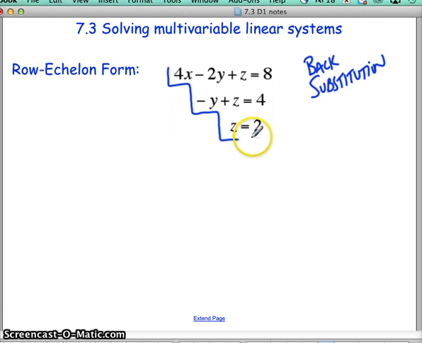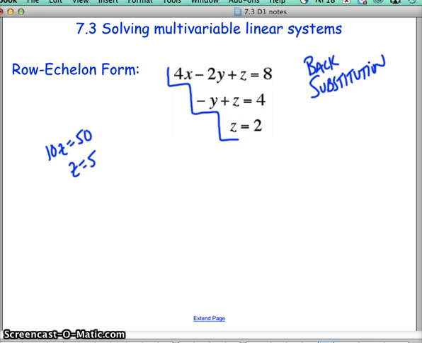They won't always be. As a side note, the last equation could be like 10z equals 50. Well, that'd be easy. You could solve for z and get 5. This is already solved for you.